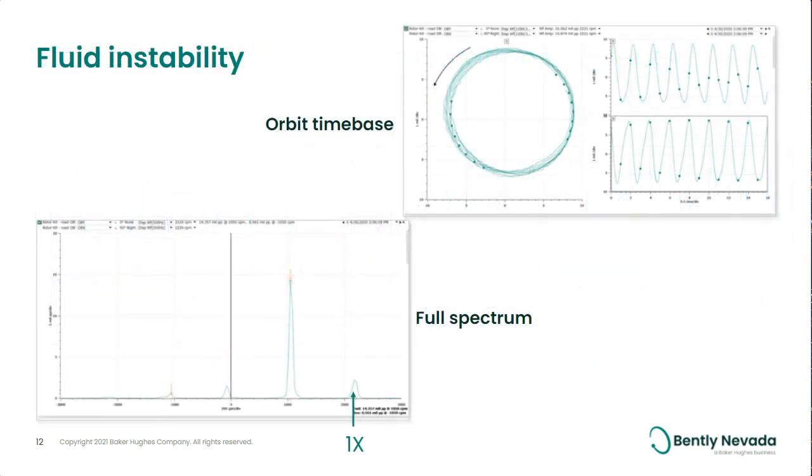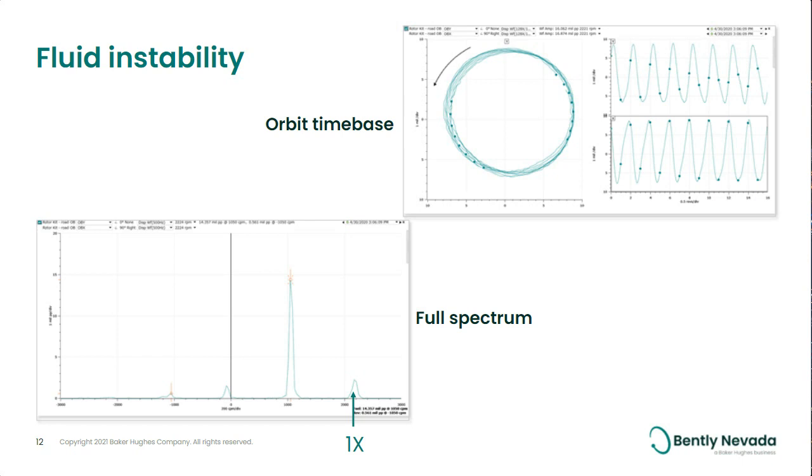Here I'm going to talk a little bit about fluid instability, and we're going to use the orbit time base as well as a full spectrum plot. As you can see in the orbit time base, there are multiple key phasor dots, and if you look at how they line up, they are not in straight lines. So they're not locked into half X exactly, but they are less than 1X, probably less than half X. If you were seeing this on an oscilloscope, I believe they'd be rotating with rotation.